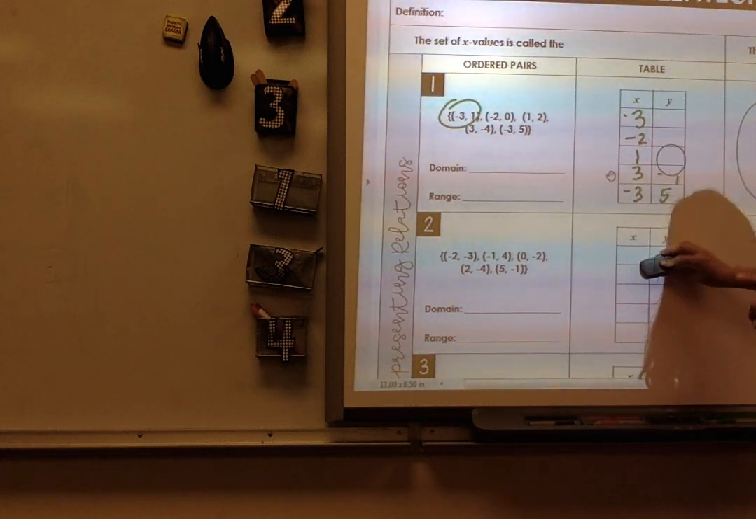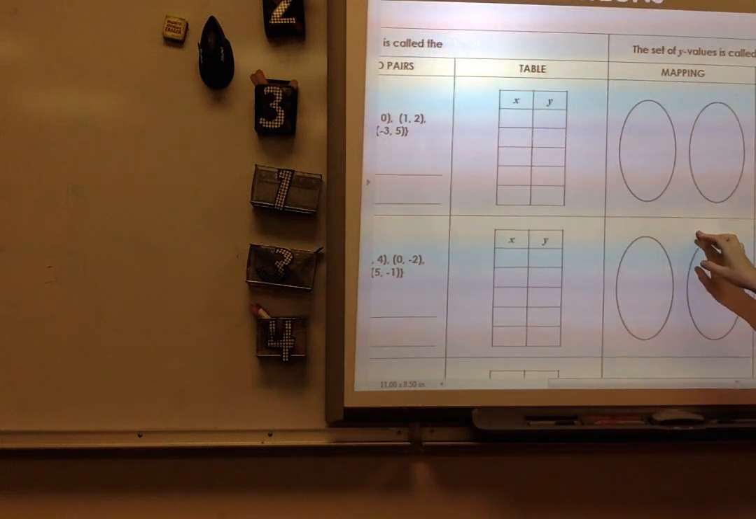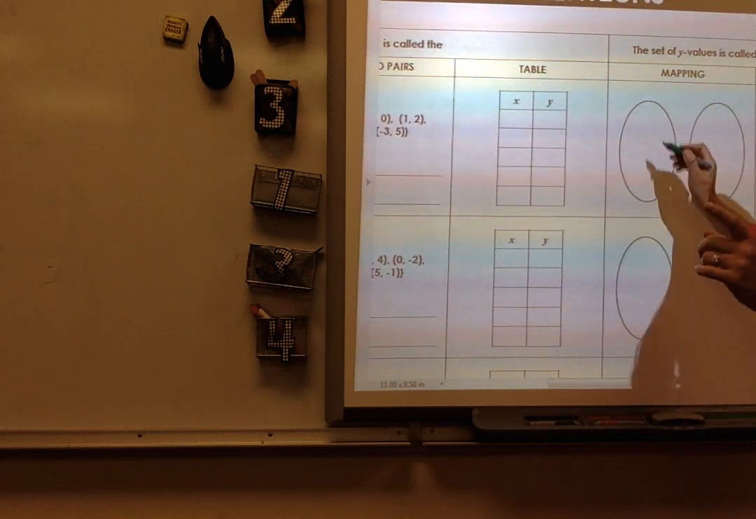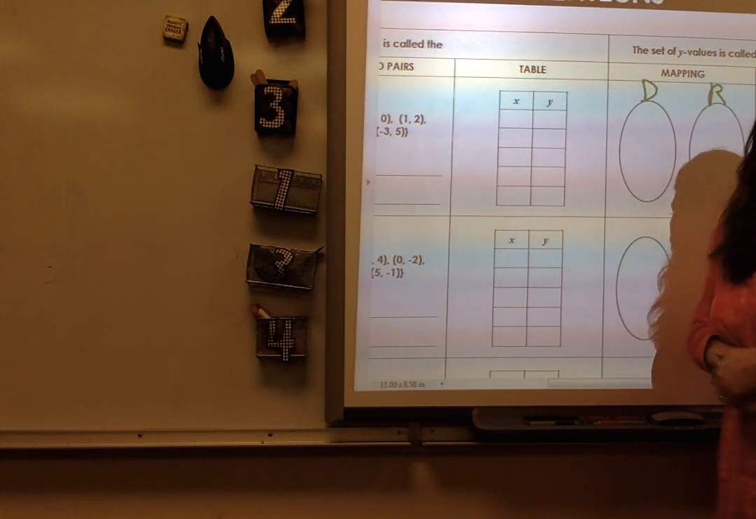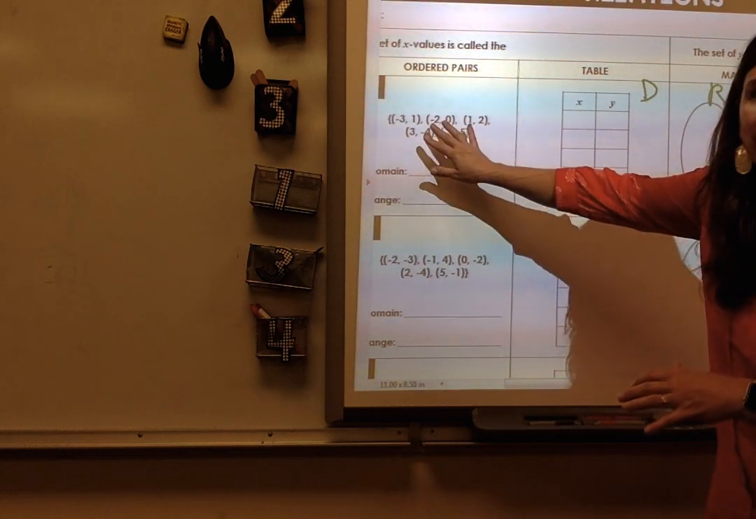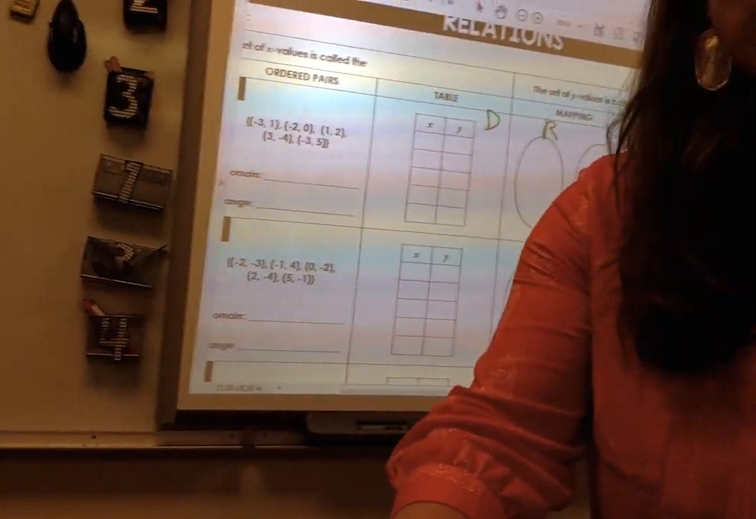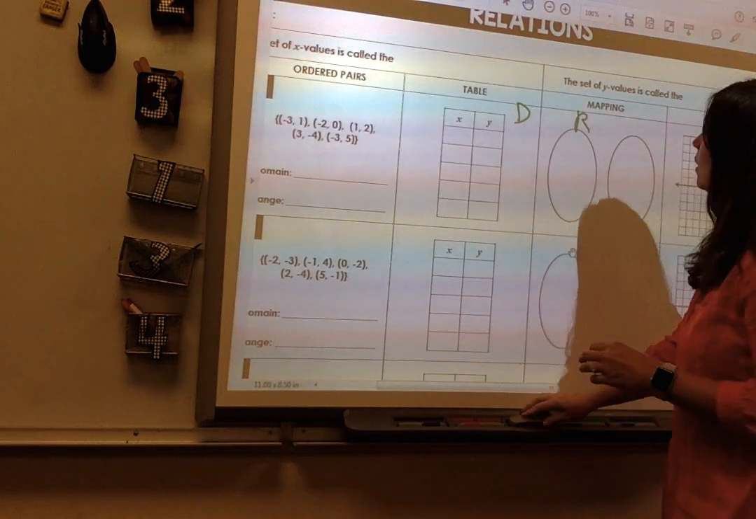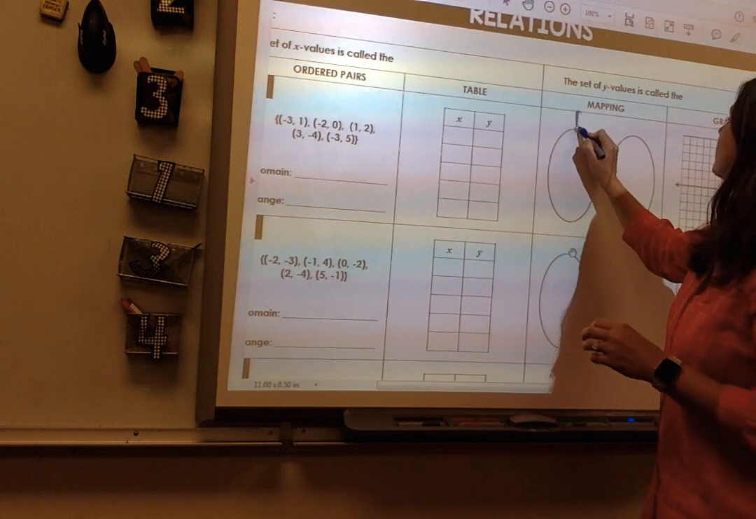Mapping. Here's another one on mapping. Very, very specific. You have 2 bubbles here. You must put D for domain and R for range. So really what this is, you're taking your domain and range from over here and you're putting it in there. I want to make sure you can see this. Hang on, we have scooted down. So okay, sorry. So domain and range, you put a D and an R.